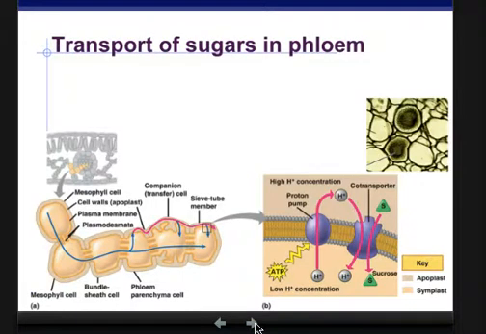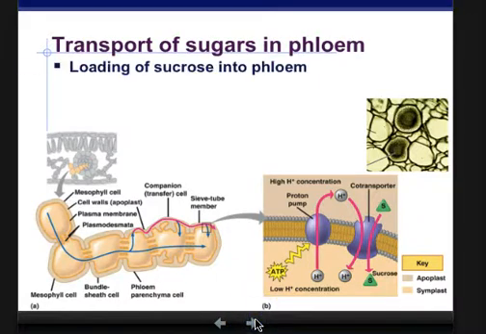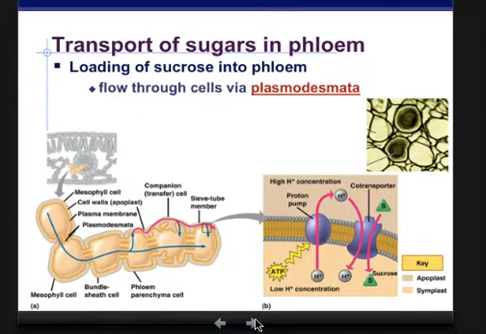The transport of sugars in the phloem. Okay, we were just talking about the minerals and the xylem. The loading of sucrose into the phloem, it flows through cells via plasmodesmata. Do you remember what plasmodesmata is? I'm hoping you do. And if you don't, look here, handy picture. So it shows you it's kind of the little passageway in between two cells. So it's a way two cells can communicate with each other.